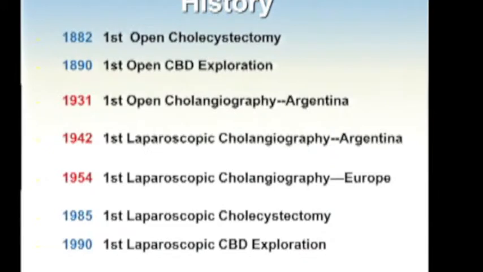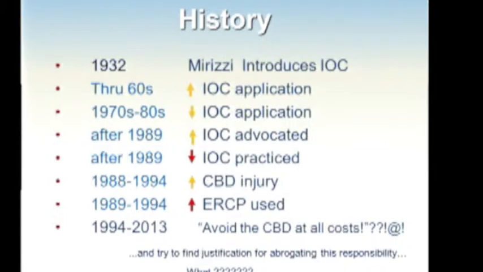So as we know from history, and part of this is going to relate to history as much as anything else, because the pre-op evaluation can otherwise be somewhat boring. We know that open chole started in the 1800s. The first open cholangiography, 1931 in Argentina, being followed by the first laparoscopic cholangiography, 1942. So what have we been doing for over 50 years when we so-called rediscovered this? The first laparoscopic cholangiography in Europe was in 1954.